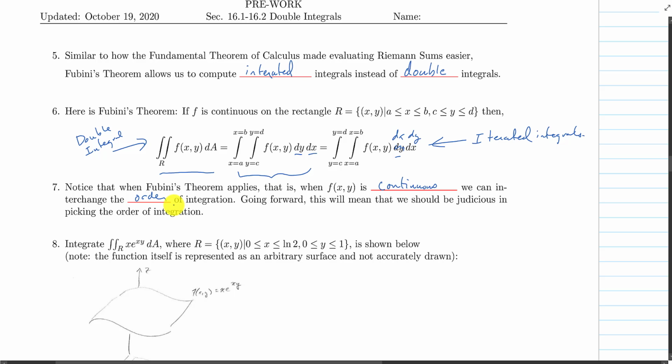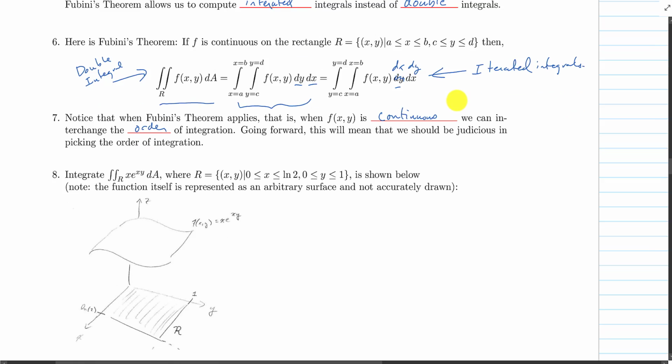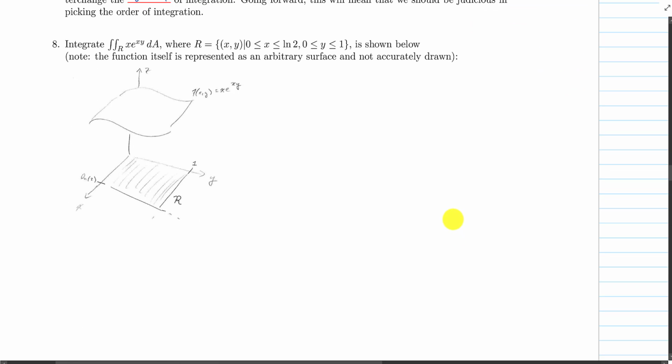That's really important because sometimes integrating with respect to x will be far more difficult than integrating with respect to y, or vice versa. So, for example, I'd like to go ahead and work this problem here. Just to give you a visualization, we've got a function, in this case, our f of x, y, the surface, is the surface x e to the xy. I didn't actually draw this surface here. I'm just depicting it generically.